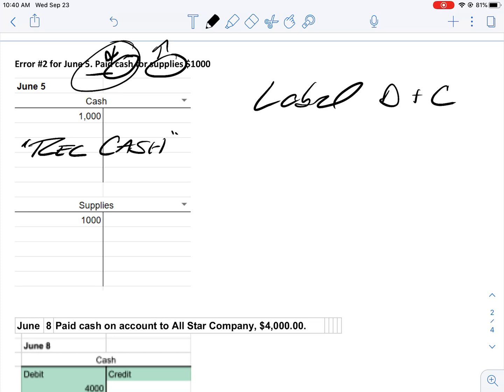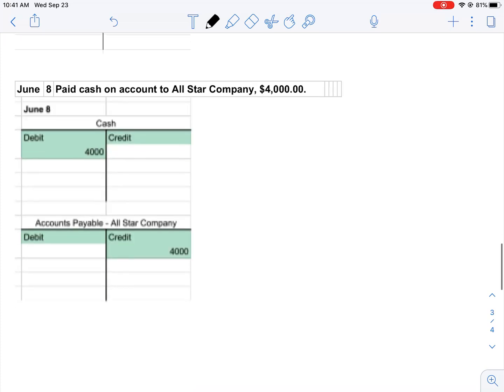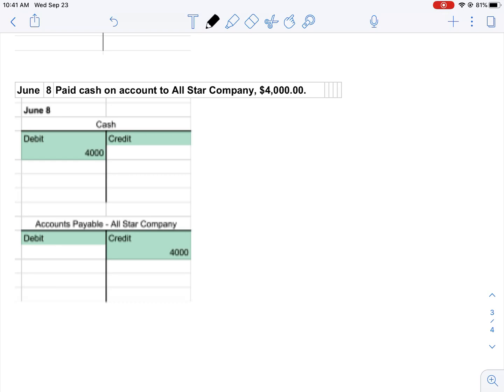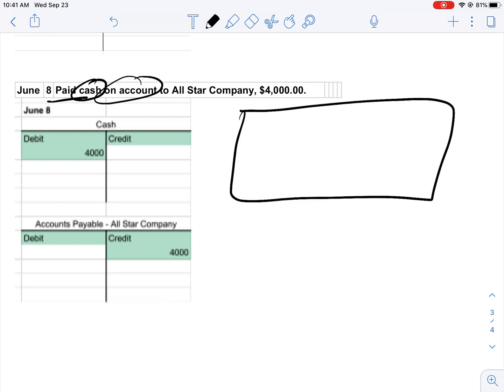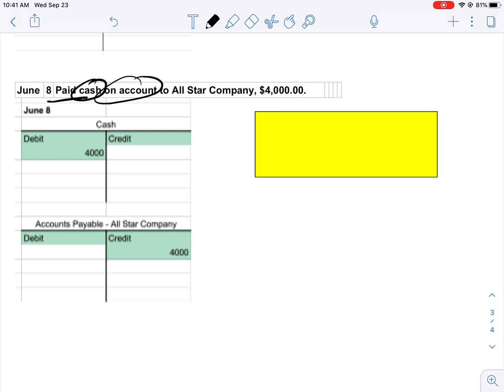However, let's take a look at this. Remember, one of the things, my debits have to always equal my credits. Do my debits equal my credits here? No, they do not. So you need to make them equal. Finally, moving on to our last one, paid cash on account. Again, I'm going to use cash. I'm going to underline my paid cash on account. Let's go back to here. Oops. Didn't make the fancy box like I was hoping it would. There it is. Okay.